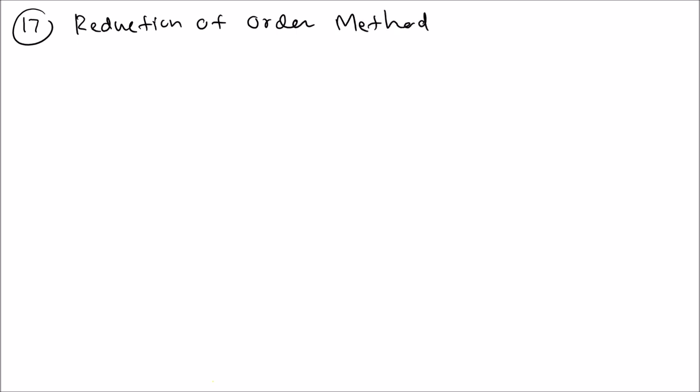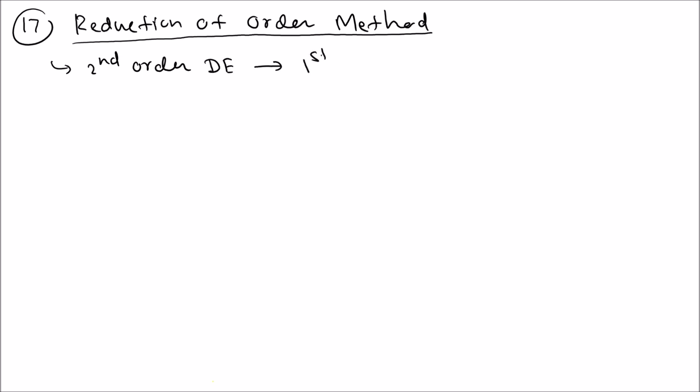So in this we can talk about the reduction of order method. That's number 17, reduction of order method. So what's going to happen? You start with a higher order differential equation and you're going to bring one level down. That means a second order differential equation you can write as a first order differential equation. That's the idea. That's like a reduction of order. Order goes down.